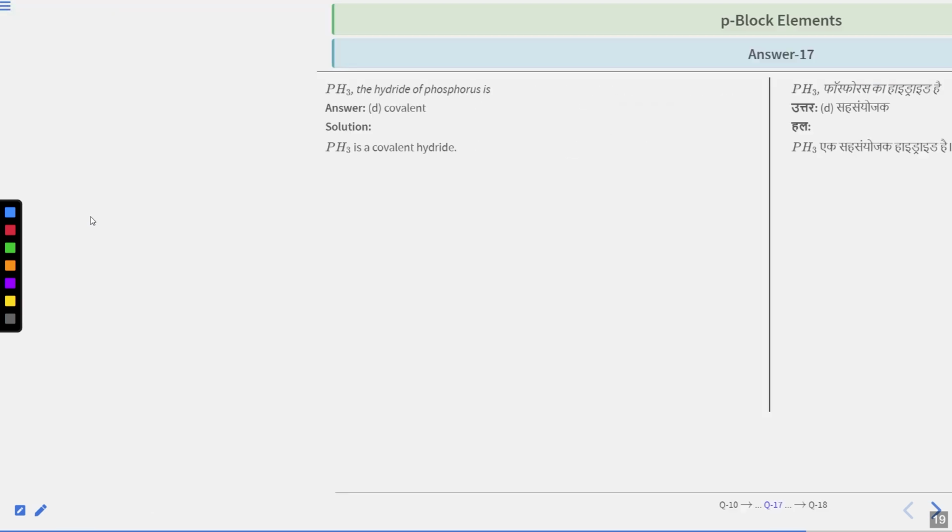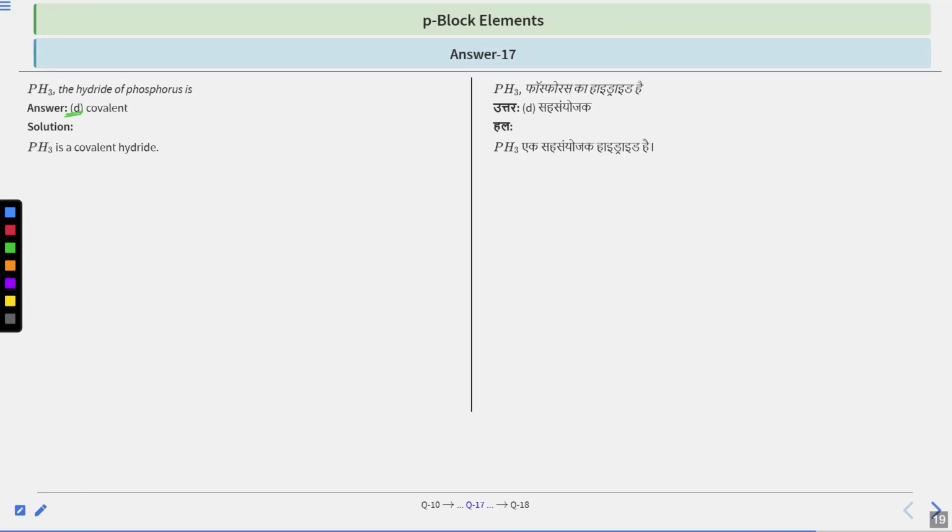Okay, let's see. The correct answer is option D, that is covalent. So PH3 is a covalent hydride. It is the characteristic of PH3 that it is a hydride of phosphorus which is covalent in nature, because covalent bonds are present in the PH3 molecule. Thus, our option D, that is covalent, is the correct answer. Okay, let's move on to the next question.